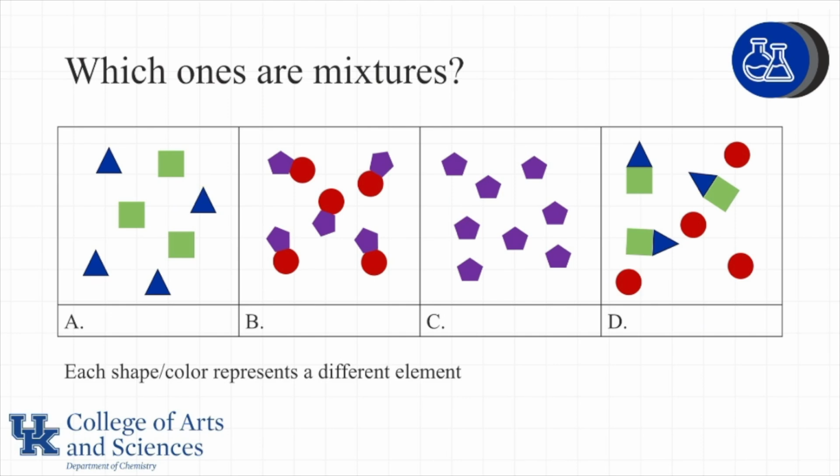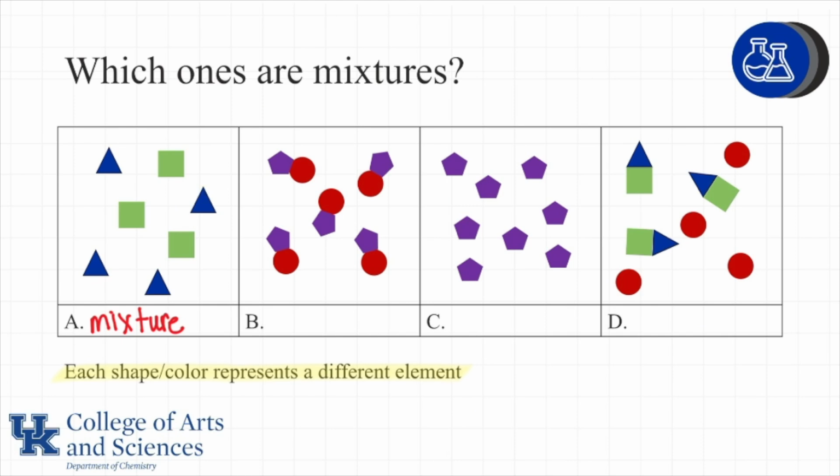Which ones are mixtures? Note that each shape or color represents a different element. When we look at A, we see that we have the blue triangles and green squares. So we have a mixture of things because we have two different substances represented by the different colors and shapes, and they are combined together in a container, but they do not undergo a chemical reaction. So that is a mixture.